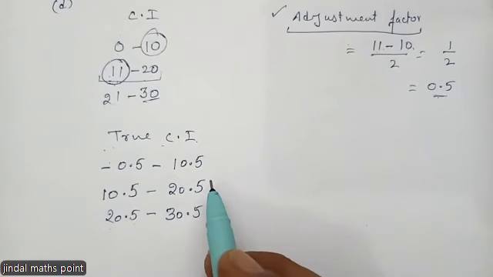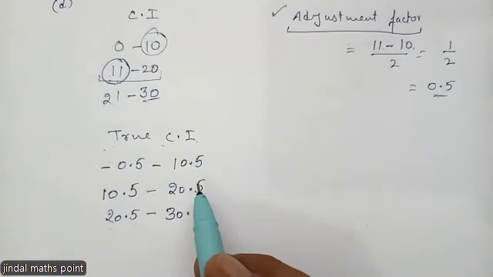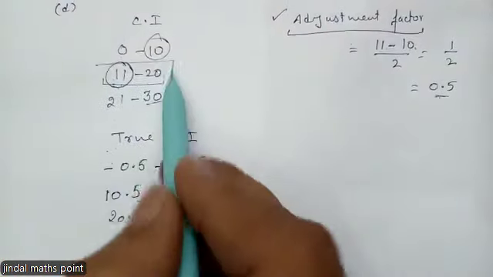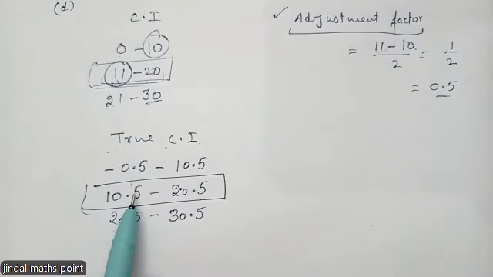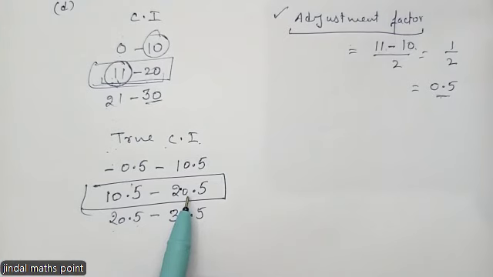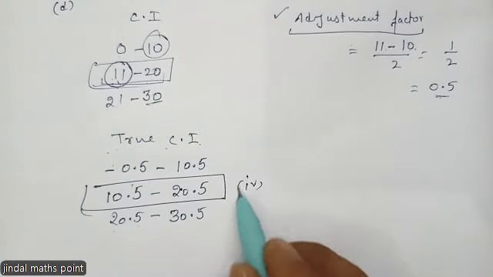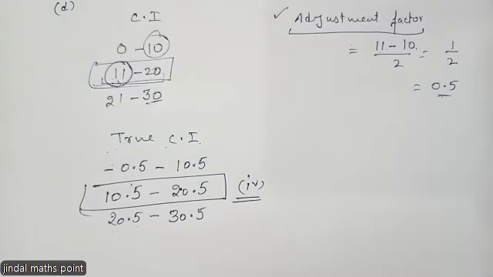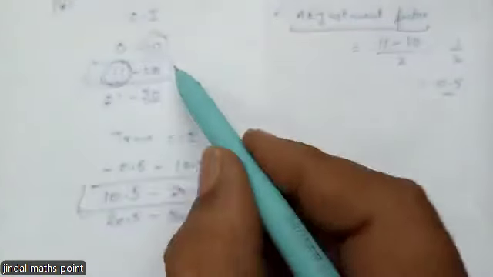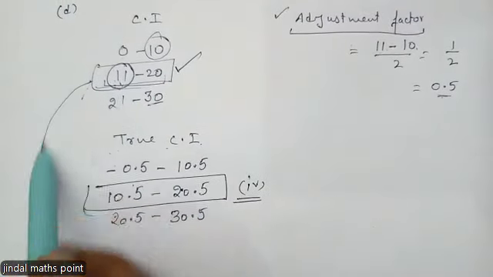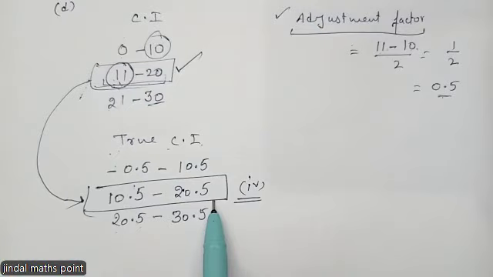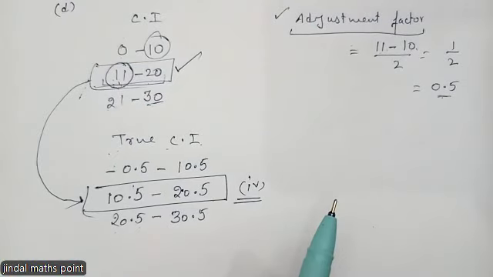Now, what have they asked? They asked what we can write for class 11 to 20 after adjustment factor. Class 11 to 20 can be written as 10.5 to 20.5. That is, the fourth option is the answer. Okay.